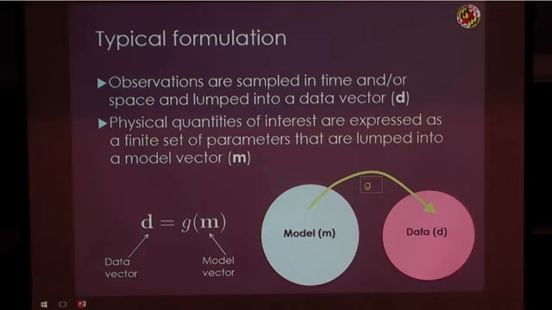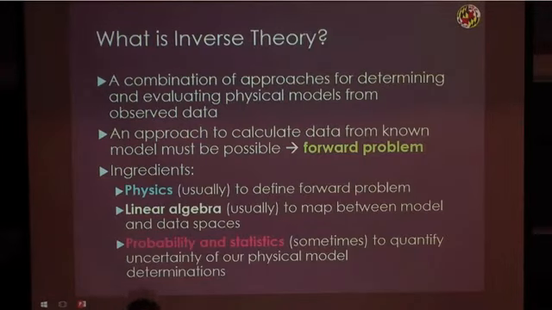G of m need not be linear. It could be a nonlinear function. It could be from a known model. In other words, whatever that model may be, it might be seismic velocities in the Earth, or it might be some geochemical process. What you need to do is be able to predict what you should observe if that were the case, or if that model was known. And the ingredients are usually physics, although not necessarily, and that's not meant to be a joke. We usually define the forward problem using physics, but sometimes we don't know what the physics is.